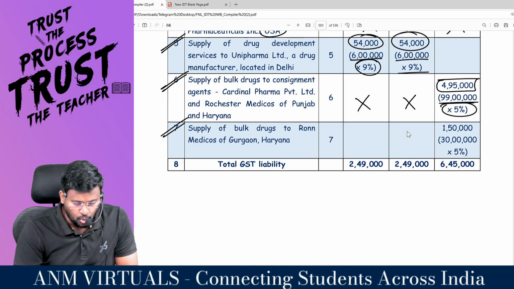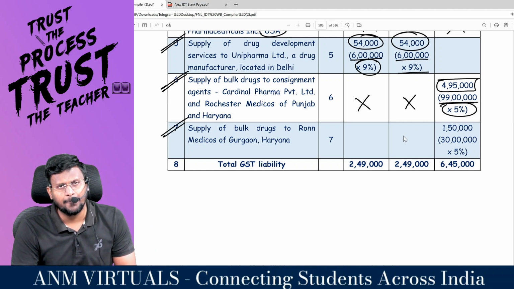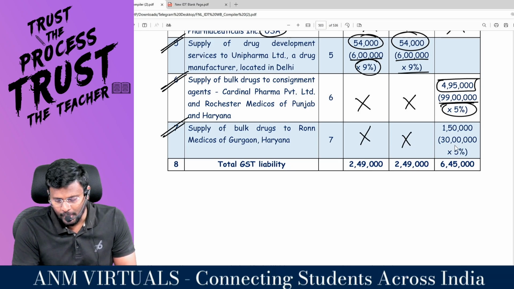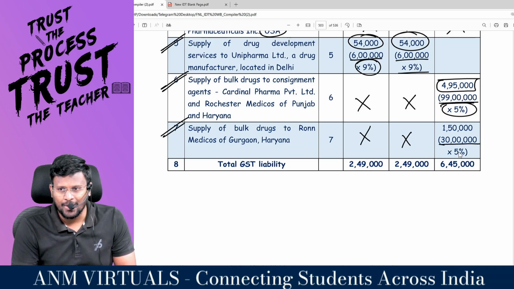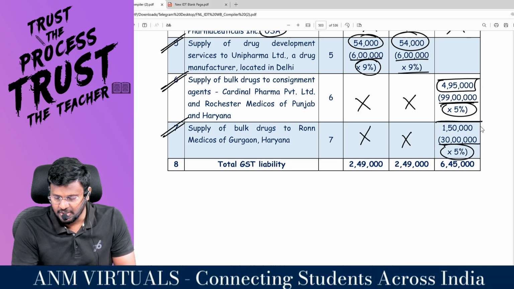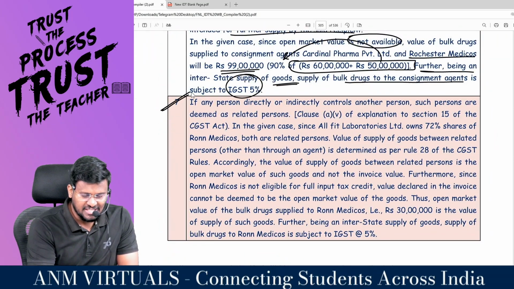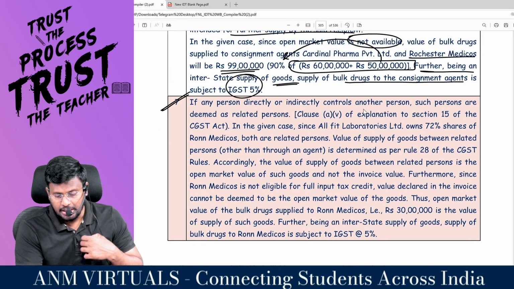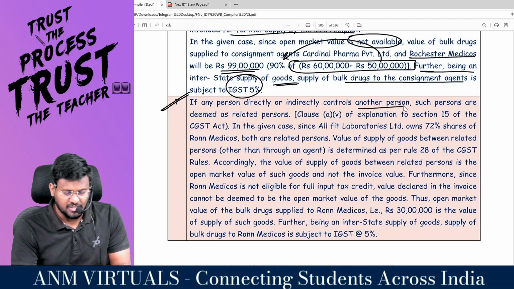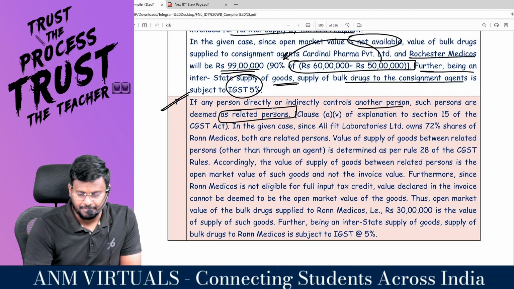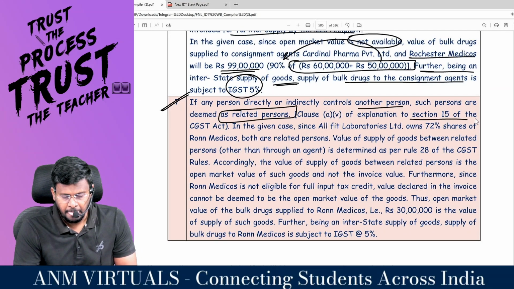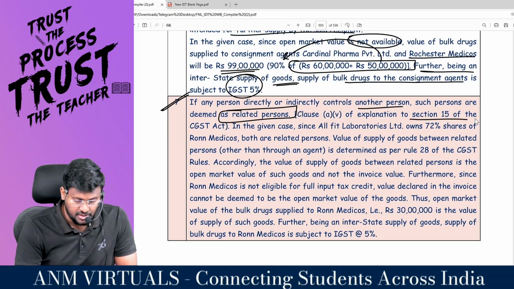Supply of bulk drugs to Ron Medicos of Gurugram, Haryana. Rule number 28 will be applicable. Open market value is 30 lakh. 30 lakh into 5% comes to 1.5 lakh. The last note: if any person directly or indirectly controls any person, such persons are deemed as what persons? As per explanation to section 15 of the CGST Act.